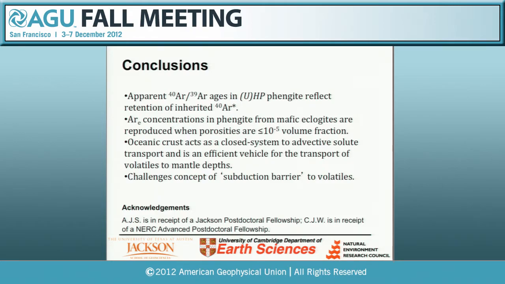And it suggests that oceanic crust must act as a closed system to effective solute transport and is potentially an efficient vehicle for the transport of volatiles to mantle depths, thus explaining the seawater composition of noble gases in the mantle. Thanks for listening.